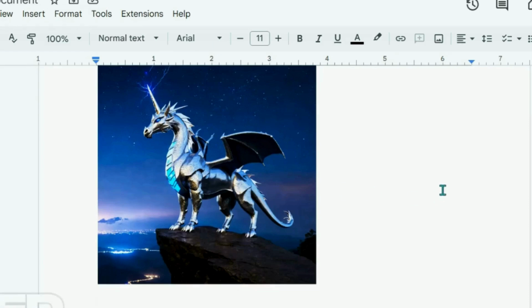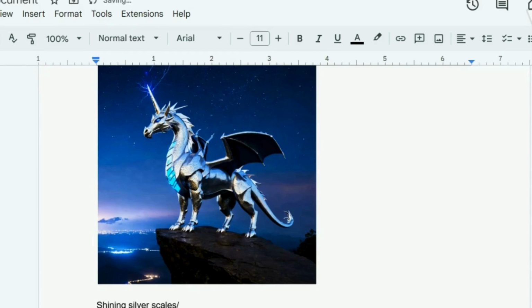So, now let's start writing our map. First, we can start off by describing our creature. So, we'll first tell about the physical appearance. So, it has shining silver scales. Also, as you can see, it's a mix of a dragon and a unicorn. It looks like an ultra rare mythical creature.